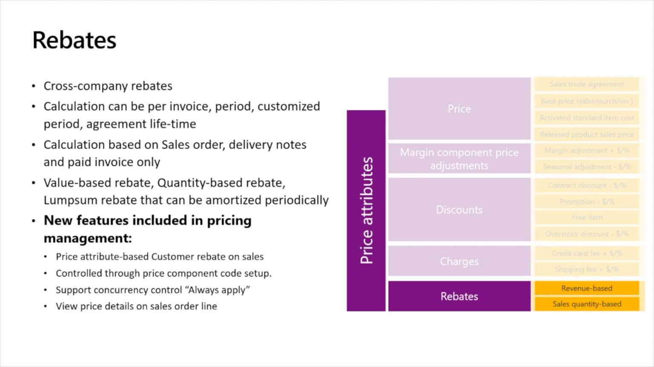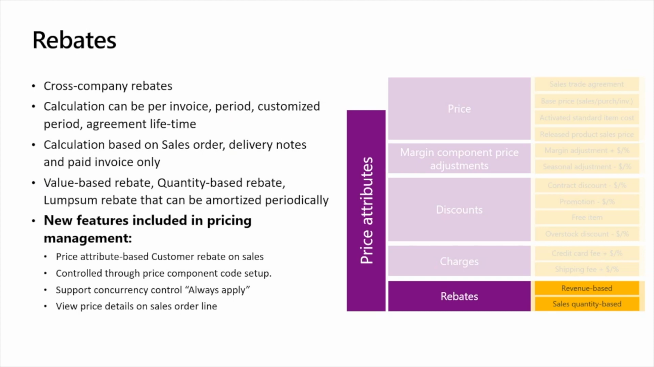Different types of rebates such as value-based, quantity-based, lump sum rebates that can amortize periodically. The rebate management capability in pricing management builds upon what has previously been available in Dynamics 365 supply chain management, and it provides additional functionality by introducing price attribute-based customer rebates on sales. It overcomes the constraint imposed by the ability to only select items, groups, or all items in earlier versions of rebate management. We had similar constraints with customers.